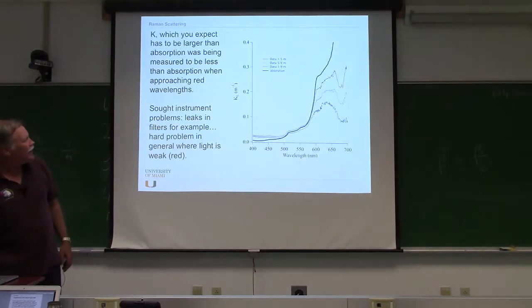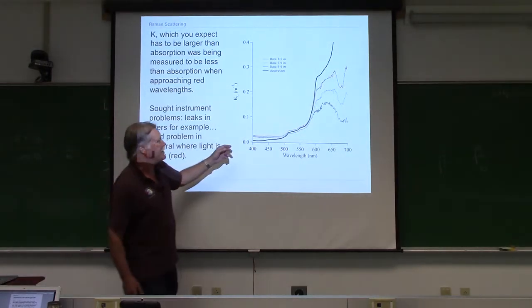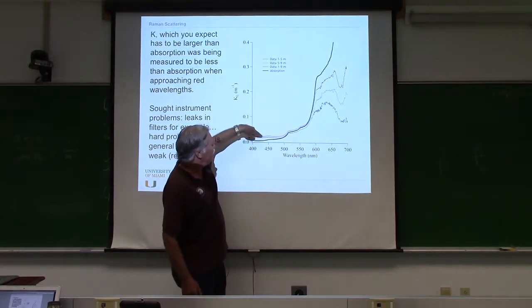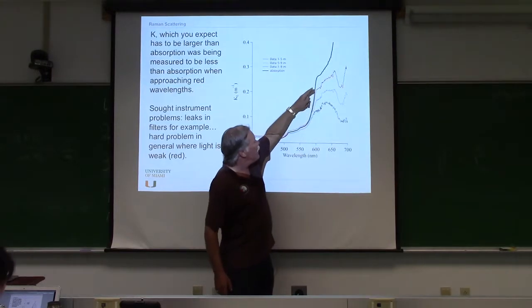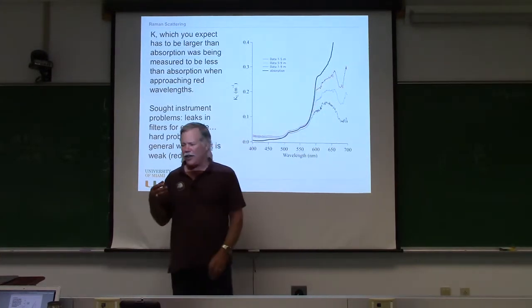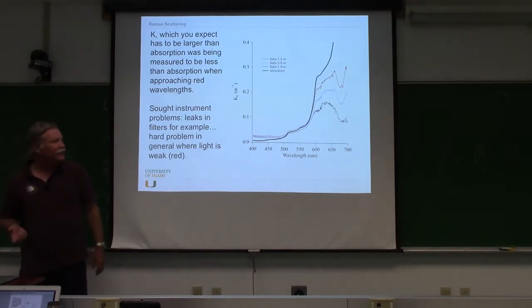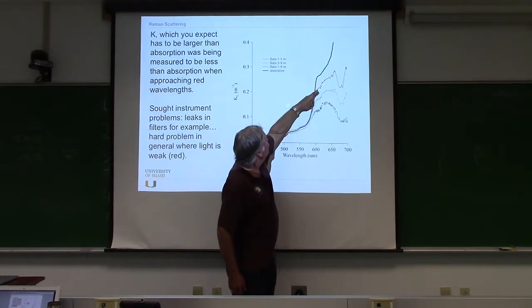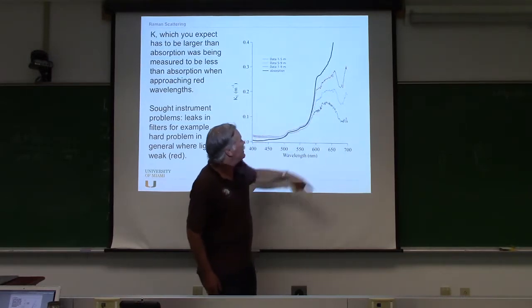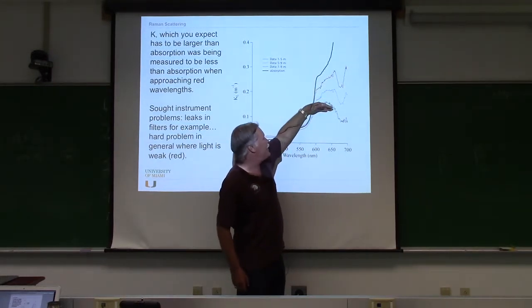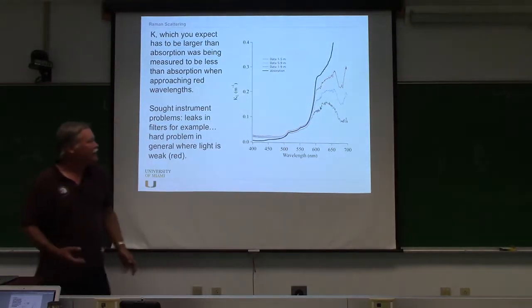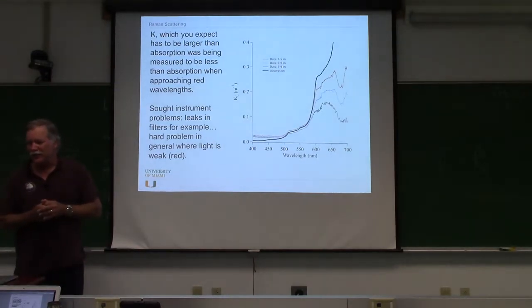So we had all this problem, and basically where it showed up was in K. Here's a plot of pure water absorption, and then the other lines are the diffuse radiance attenuation coefficient calculated from a measurement at 1 and 5 meters, a measurement at 5 and 9, and then 1 and 9. All these diffuse attenuation coefficients you would expect to be bigger than the absorption of water, but you can see that they're much less than the absorption of water.